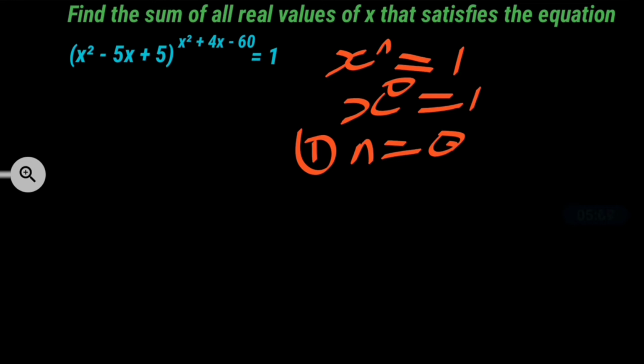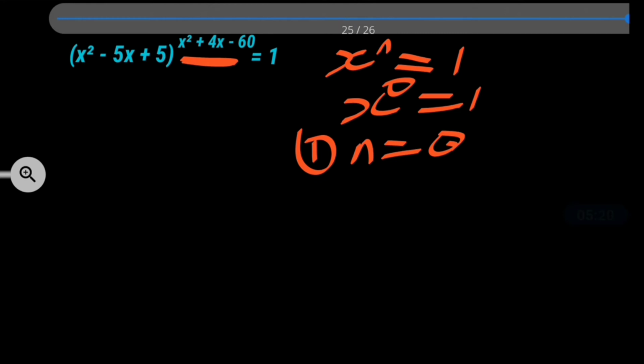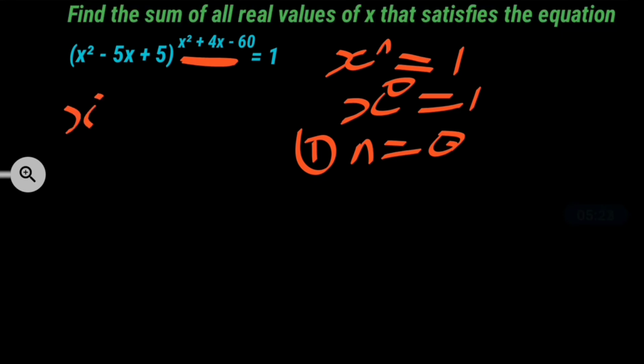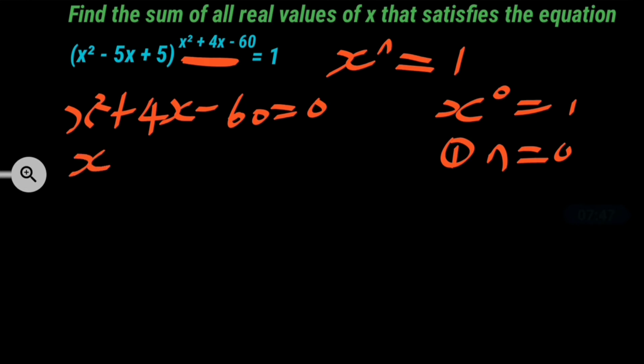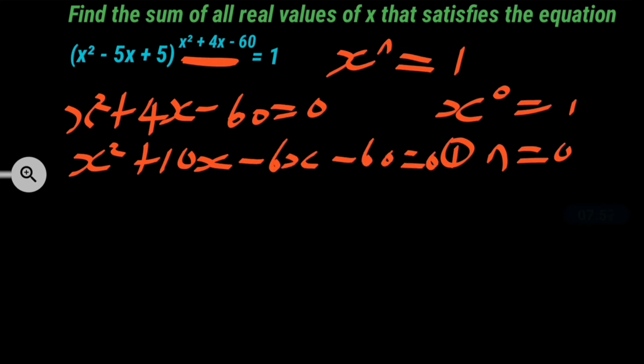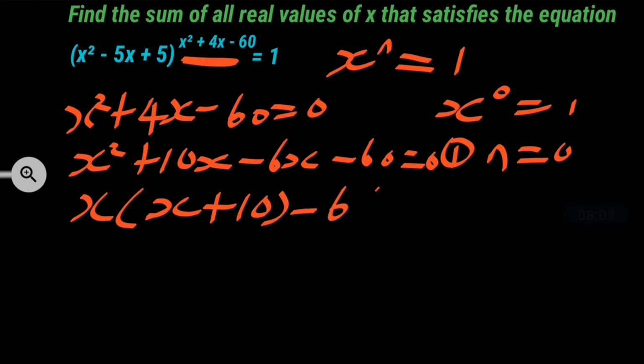Okay, we have that our n here is x squared plus 4x minus 60, so we are going to equate that to 0, then solve for x. Factorizing this, we get x squared plus 10x minus 6x minus 60 is equal to 0. Then we factorize x out, we get x times (x plus 10), then minus 6 comes out here, we have minus 6 times (x plus 10), all equal to 0.